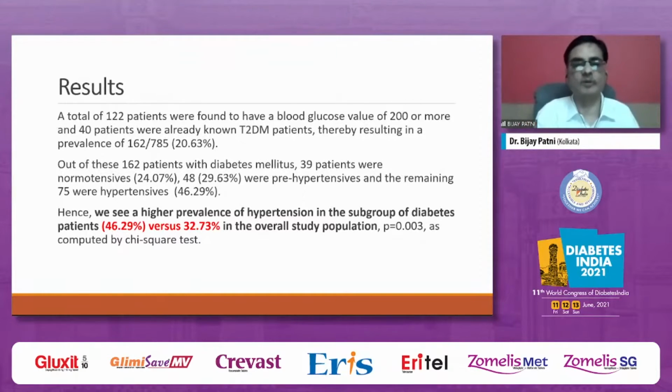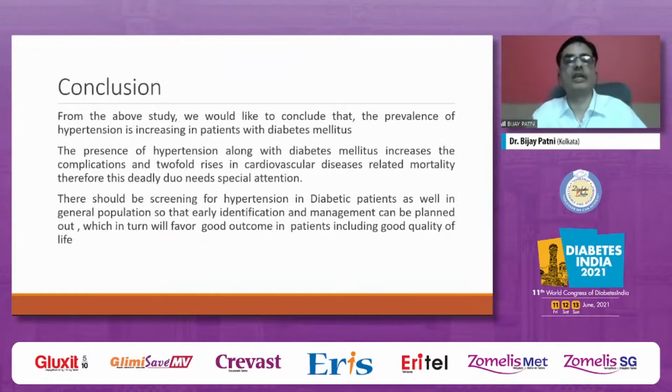As far as the diabetic population is concerned, most of the other studies have a variability from around 50 to almost 70% in different study groups. So this is what we found as far as our results are concerned. I would like to go for the conclusion that from the above study, we would like to conclude that prevalence of hypertension is increasing in patients with diabetes mellitus.